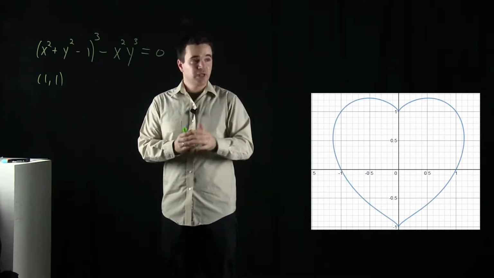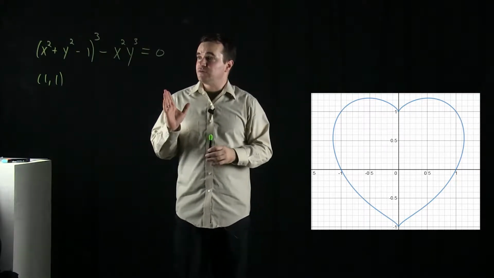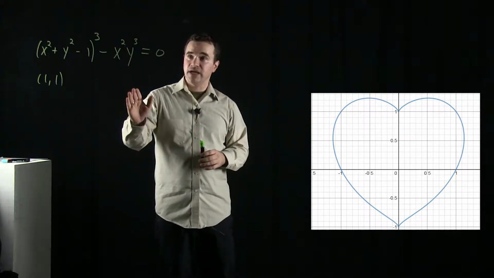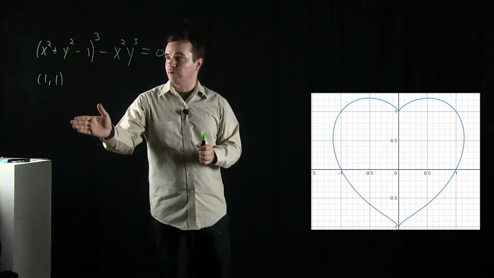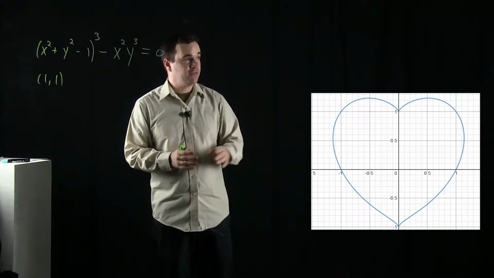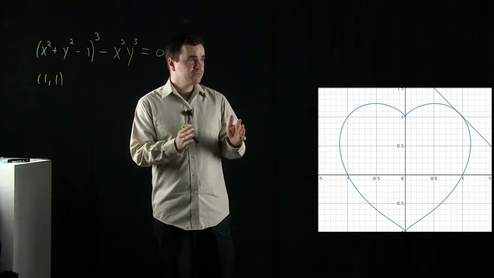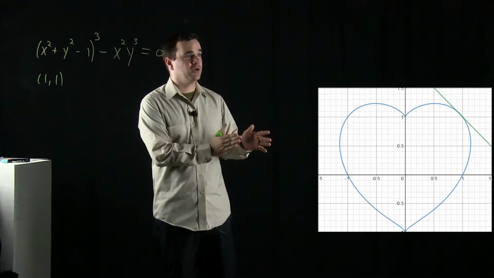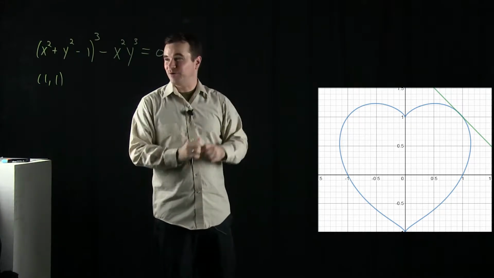There it is. And what I want to do is find the line tangent to this graph at the point (1, 1). And I've actually calculated this in advance. I can show you the tangent line there. There we go. And so our job is to just find a formula for that tangent line to the heart.